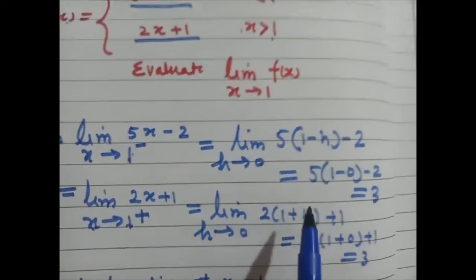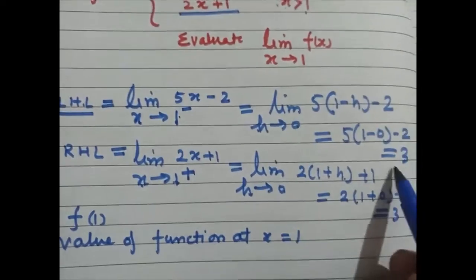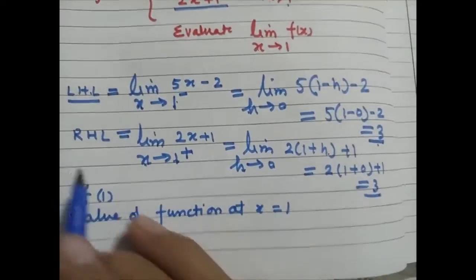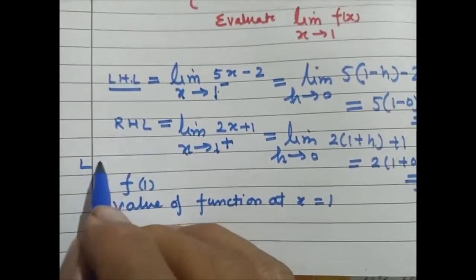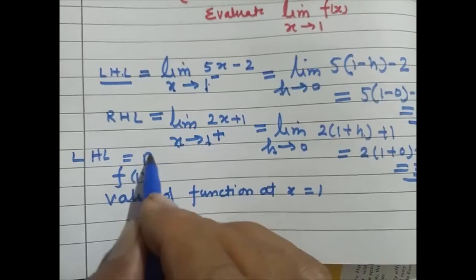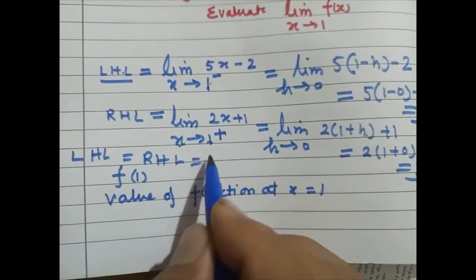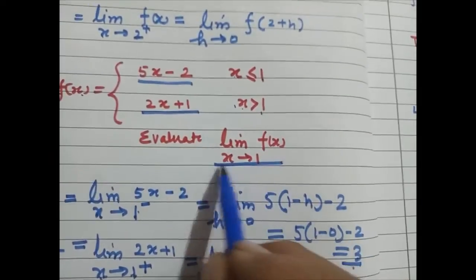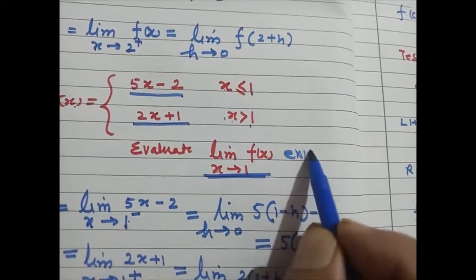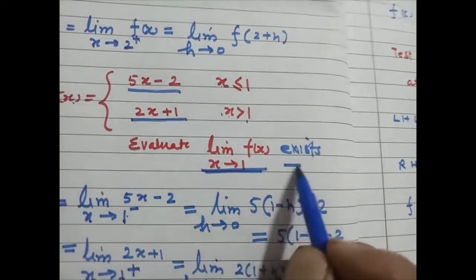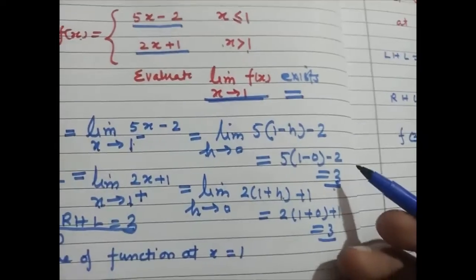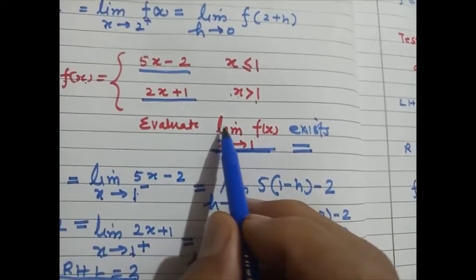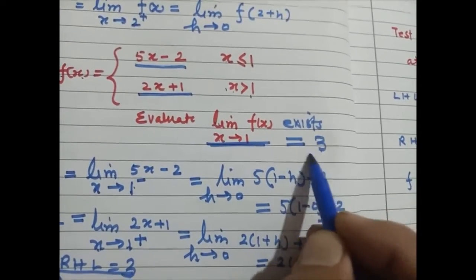Now we already know that the left hand limit answer is 3, and the right hand limit answer is also 3. Since the left hand limit is equal to the right hand limit, equal to 3, therefore this limit exists. And what is the value of the limit? It is the answer of your left hand limit and right hand limit. So the answer of this limit is 3.